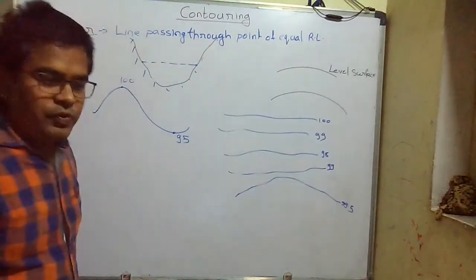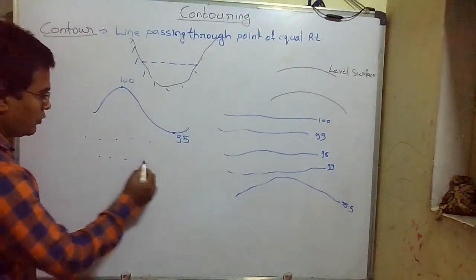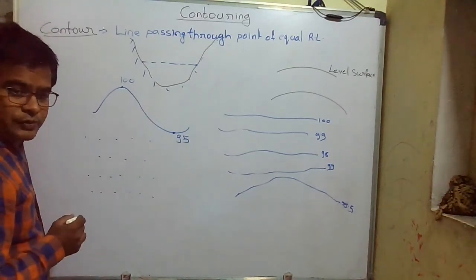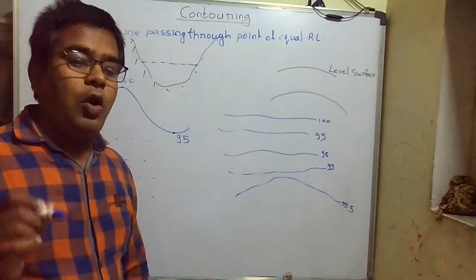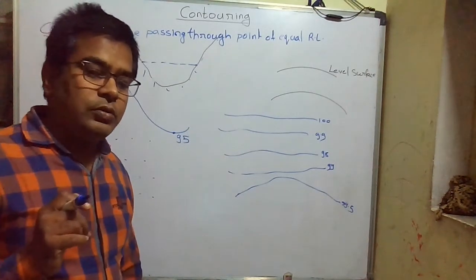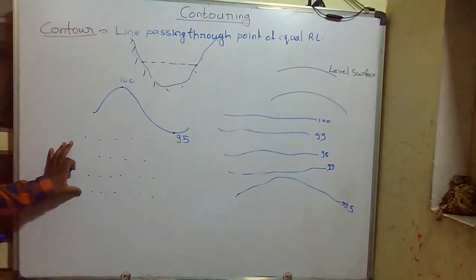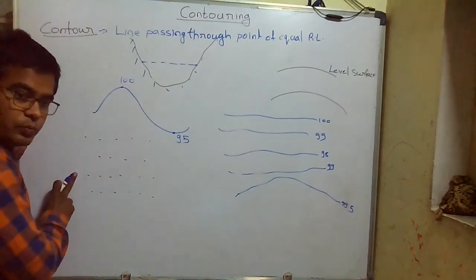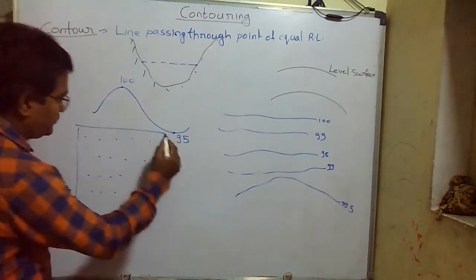So if we survey any ground, suppose we get a number of points on the ground, we have the RL of these individual points, and then the next step is we draw the line passing through the same RL. For example, suppose this is one ground, maybe undulated ground, and we have to find out the RL of each point on this ground. So this is one area.